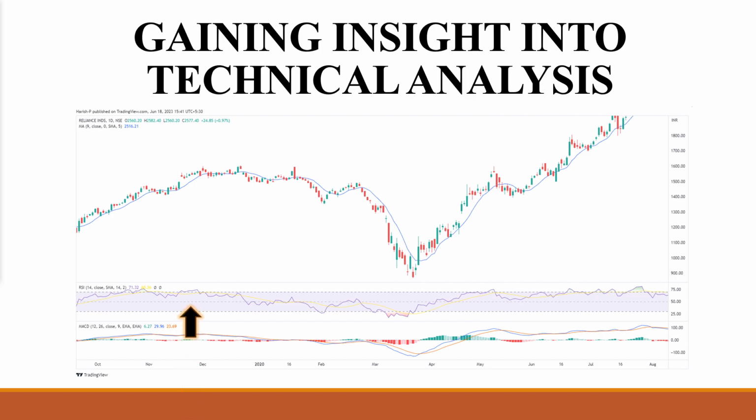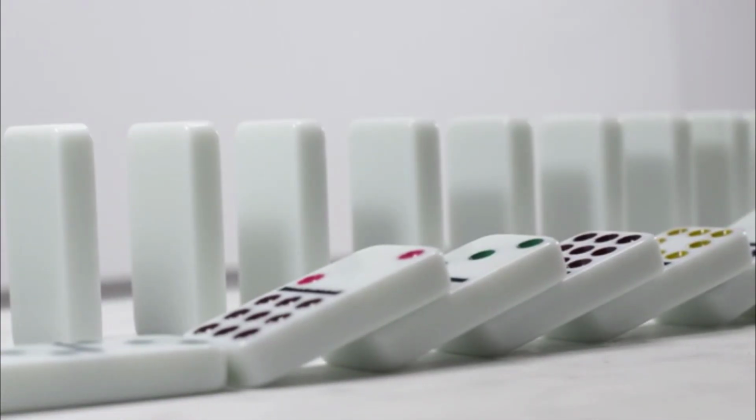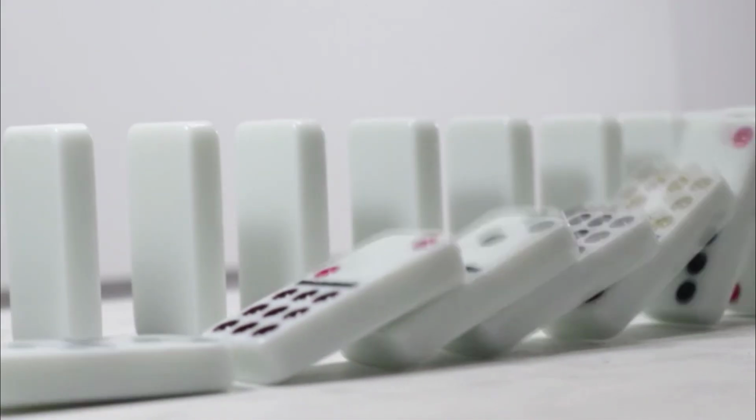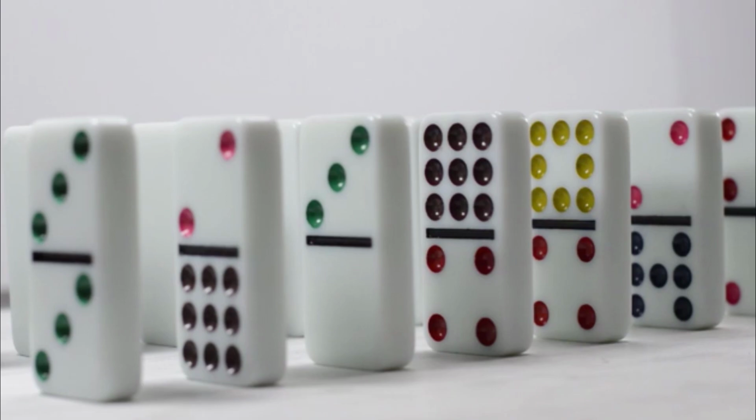Technical analysis, when used in conjunction with proper risk management strategies, can significantly enhance our chances of success in the markets. However, it's important to note that technical analysis is not a crystal ball, it's not foolproof, nor does it guarantee profits. Rather, it equips us with a set of tools and techniques to make more informed decisions and manage risk effectively.